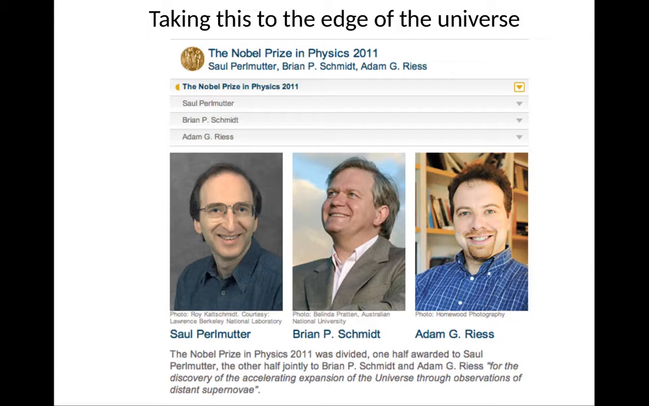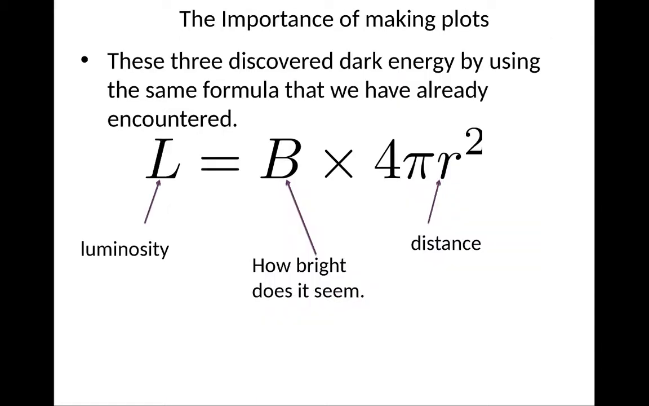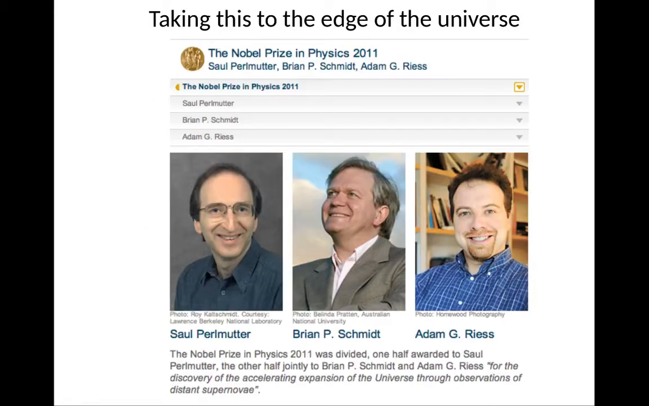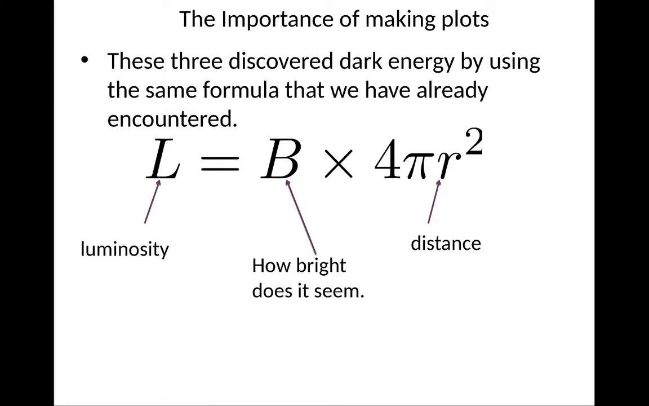So in 2011, Saul Perlmutter, Brian Schmidt, and Adam Riess won the Nobel Prize in Physics, basically for doing that, right? For measuring the distances to the most distant objects in the universe. Well, not the most distant, but distant objects in the universe. So again, I preface this section by saying the importance of making plots. Hertzsprung and Russell made a plot and discovered an important relationship. These guys essentially made a plot and also discovered an important relationship. So these three discovered something called dark energy by using the same formula that we're encountering.